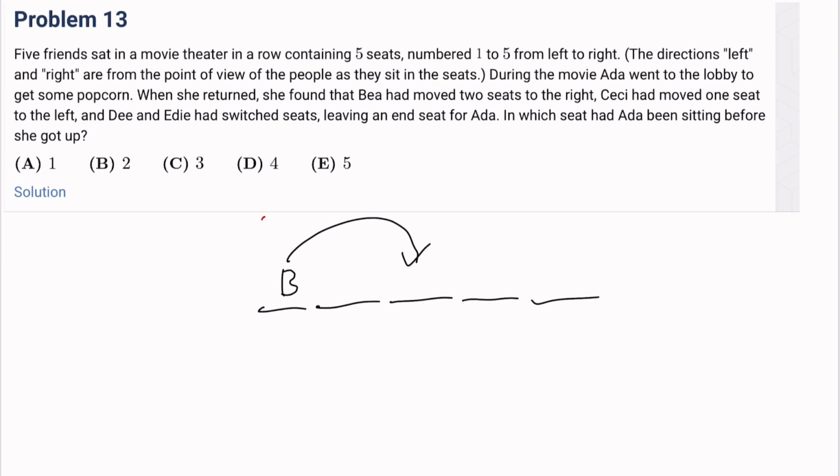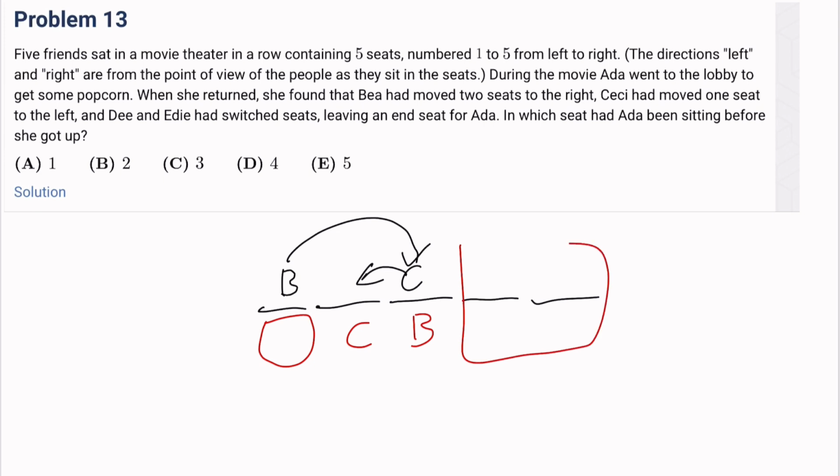And so this is the only way, and of course, as we saw before, Ceci can't come here. And so this is the seat that's left for Ada, and so B would come here, right? And so Ceci would be here, and then she would be going over here, and, sorry, that should be a C, and these are the D and Eddie seats that they just switched over.